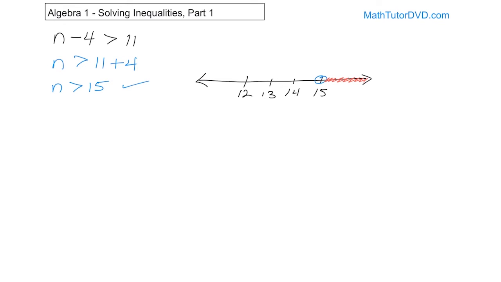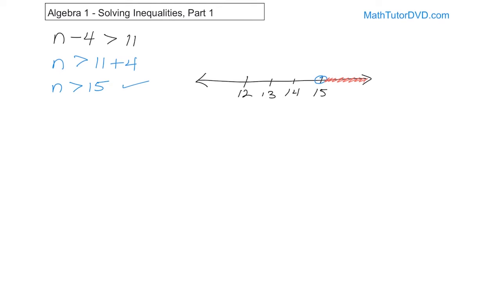And so let's just pick a number. Let's pick 16. Stick 16 in here. 16 minus 4 is 12, and 12 is greater than 11. So you see, any number bigger than 15 that you put in here is going to satisfy this inequality. Just like with equations, you get the answer, you can plug it back in and check it. With inequalities, you can plug values in and check them also, just like we just did.